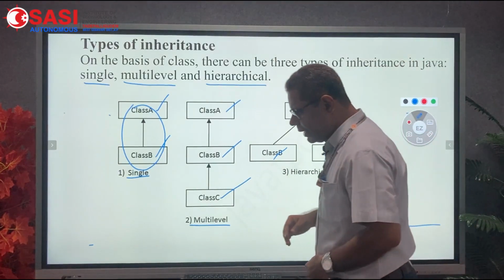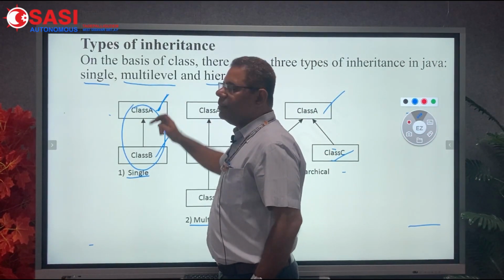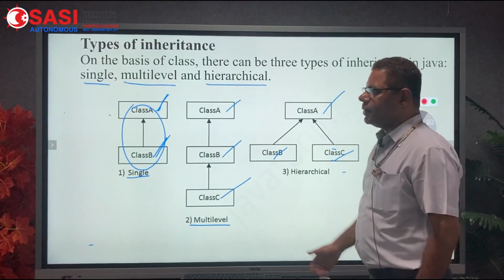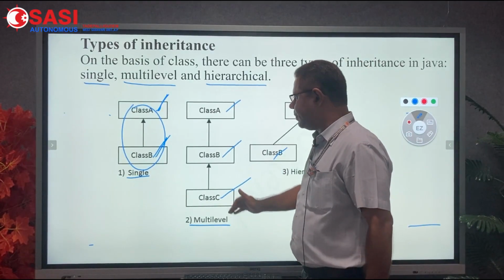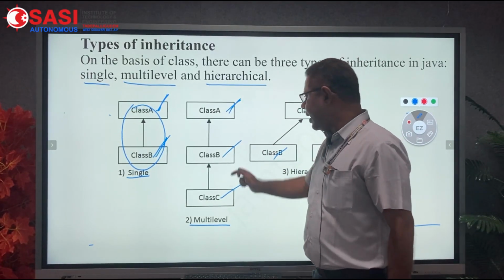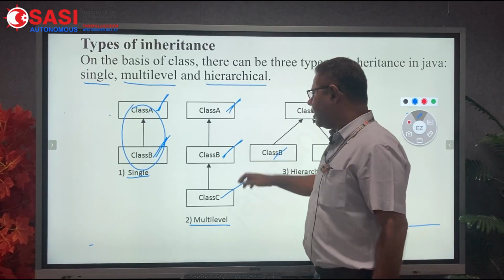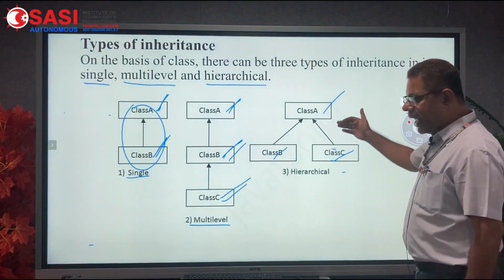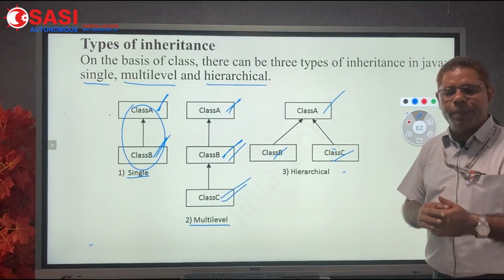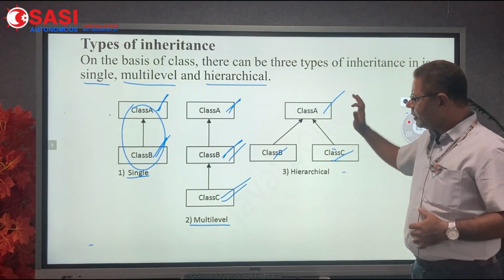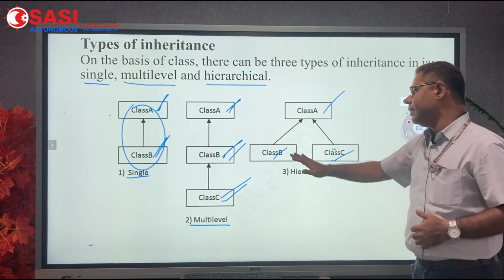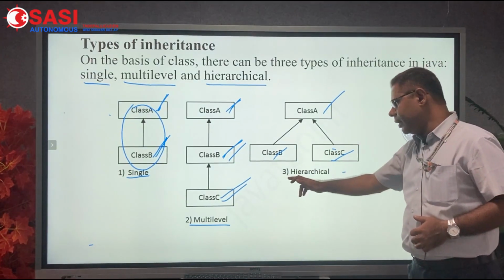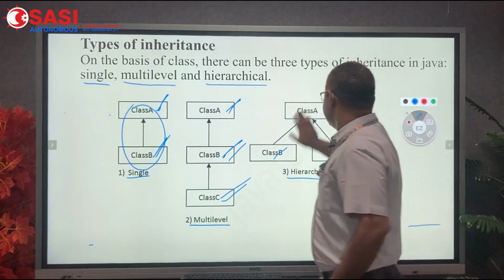In single level inheritance, we have one existing class and one new class. Next, in multi-level inheritance, we have different levels. Class A is the existing class, class B is the new class. Again, class B is the existing class and class C is the new class. In hierarchical, one class's properties can be used in multiple classes. That means the class A properties can be used in different classes: class B, class C, and also class D. So this is called hierarchical inheritance.